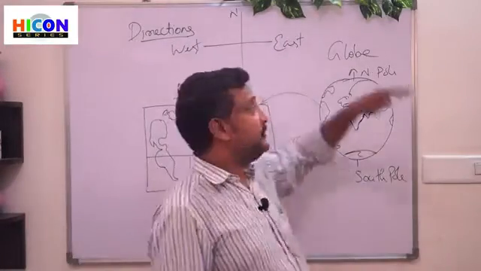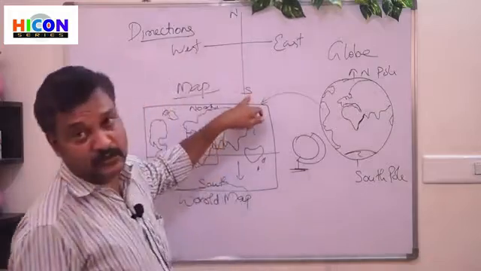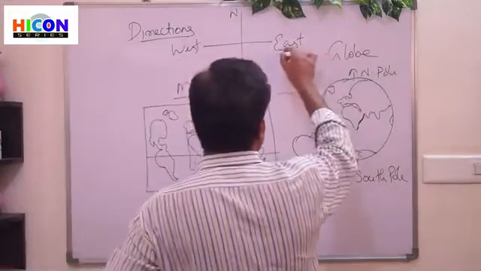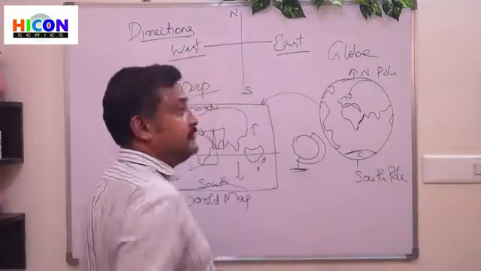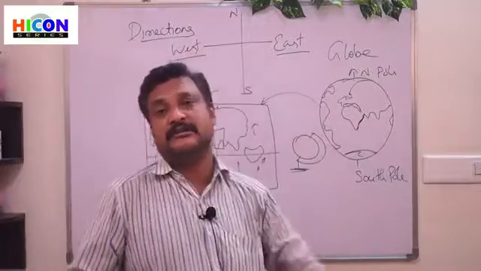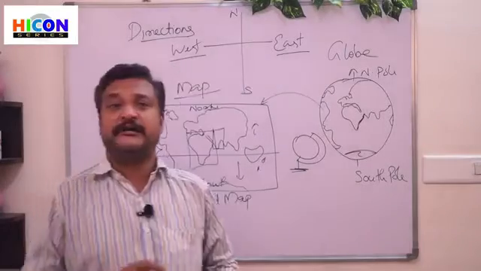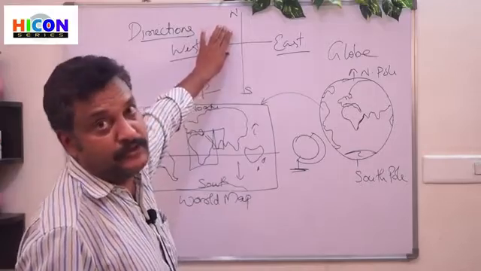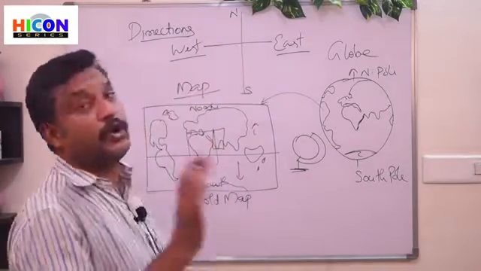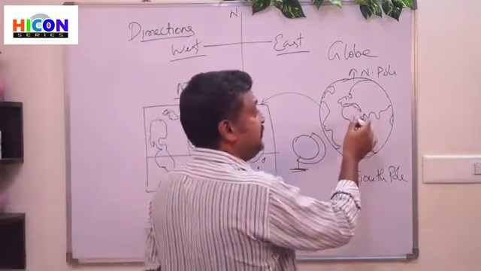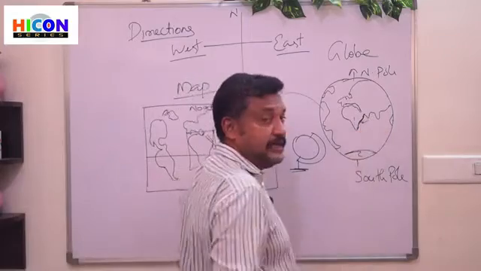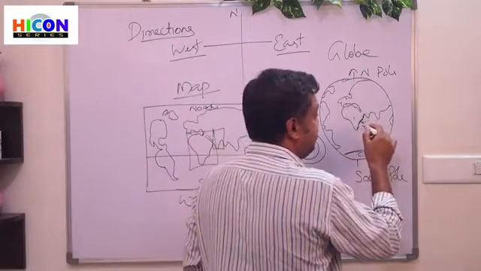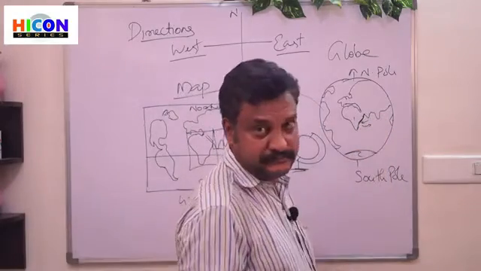Understand? The top is the north, bottom is the south. On my right I have east, on my left we have west. Right? And these directions are very much helpful to understand locations. We can say Africa is at the west of India, or India is at the east of Africa.